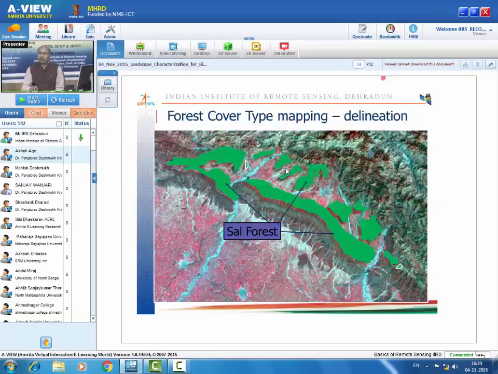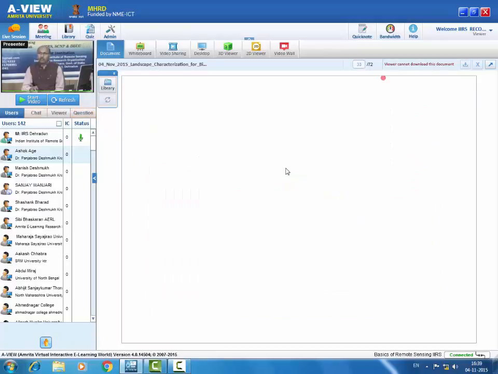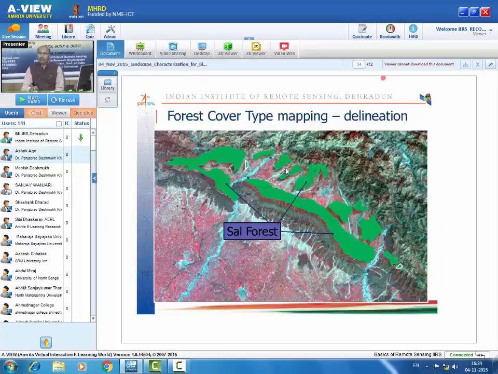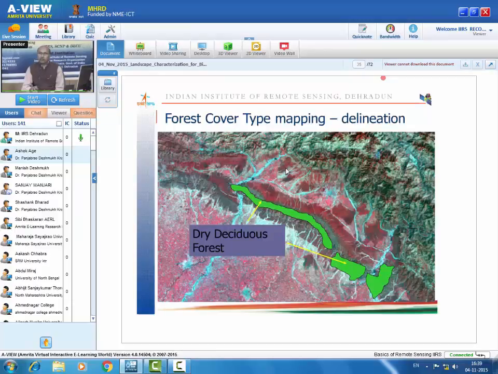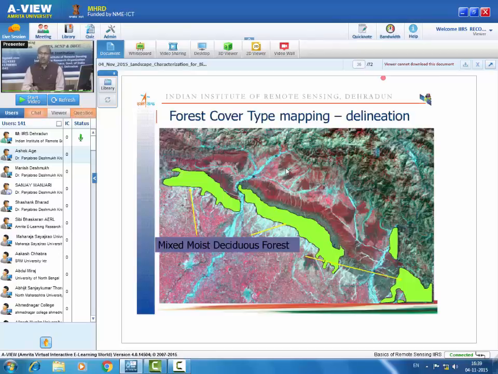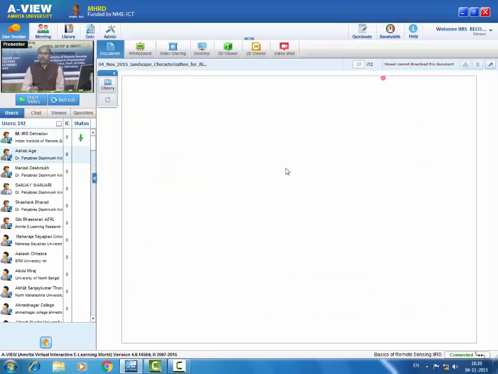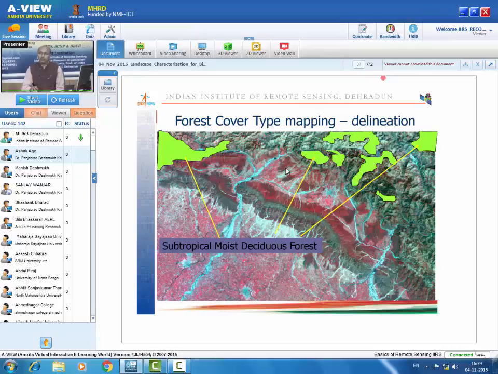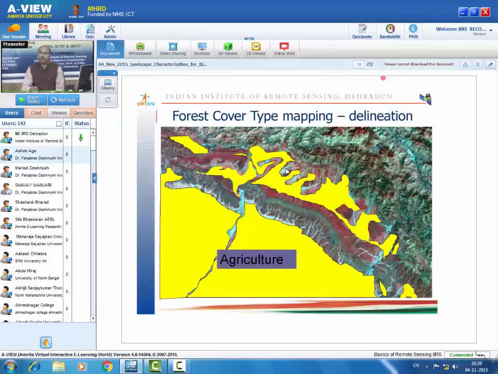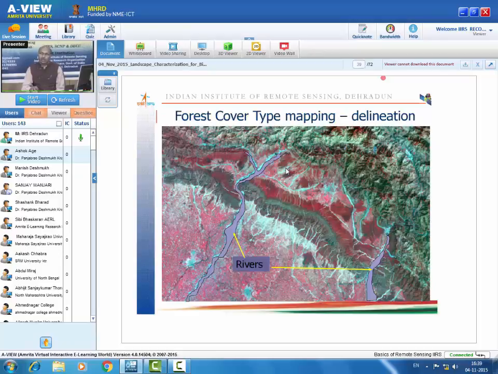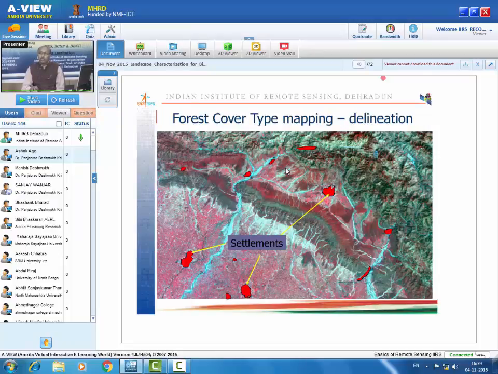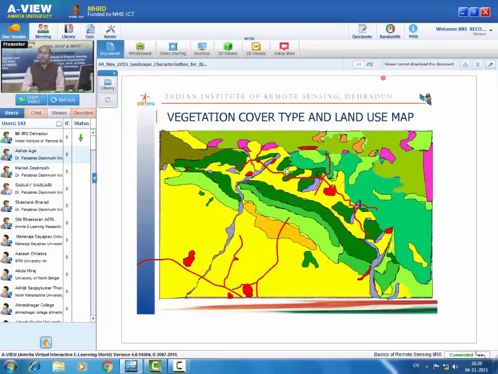So let us quickly map it. You can see here I have mapped the sal forest. I can map the dry deciduous forest. I am just showing you, but you can do it nicely when you are working with this data. This is just an example. And then you can map mixed moist deciduous forest, and you can also have subtropical moist deciduous forest. And then you can have agriculture. You can map the rivers, because rivers are also very important. You can map the settlements, because settlements are the source of disturbance. And then you can also decide the roads and put them on, so all the linear features in red color are the roads. And that's how, let us see, my map is ready.